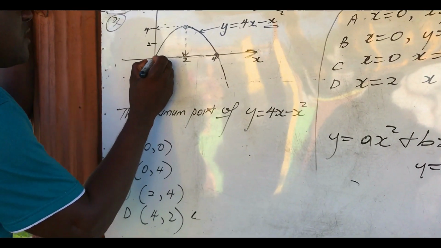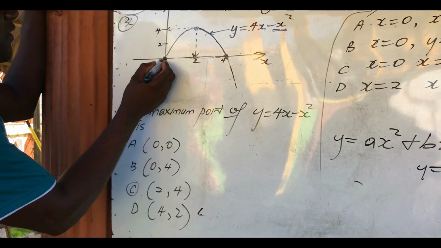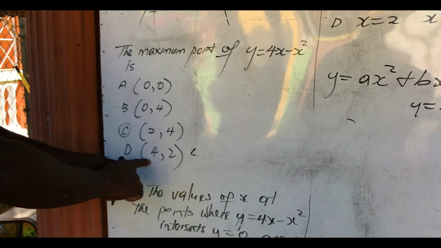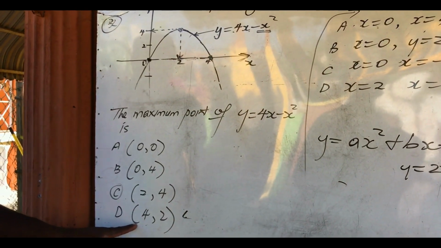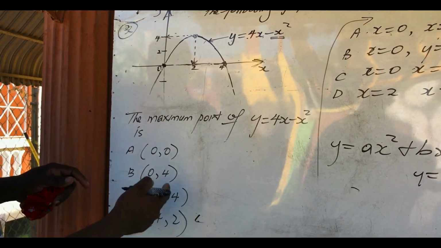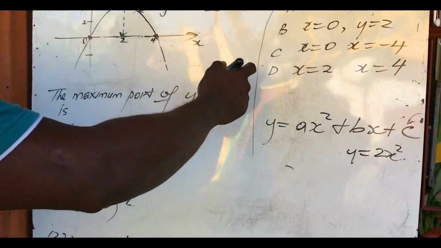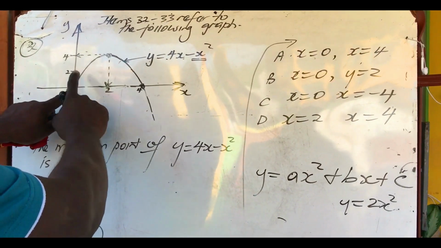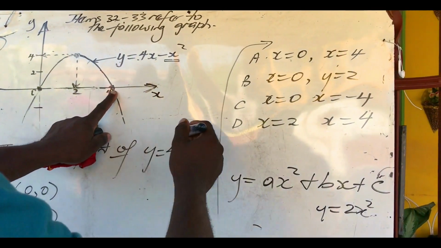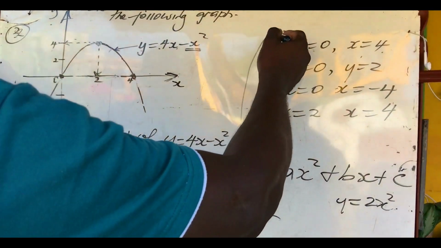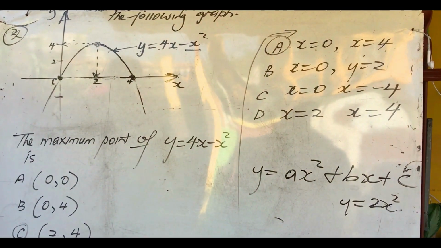So the coordinates here, this is the origin. So the coordinates of the origin must be 0, 0. So the answer clearly cannot be C or D. It is between A and B. But, I am sorry, come over here. So we have the x value here is 0. One of the x values is 0 and the other one is 4. So it's x equals 0 and x equals 4. So you actually circle A.